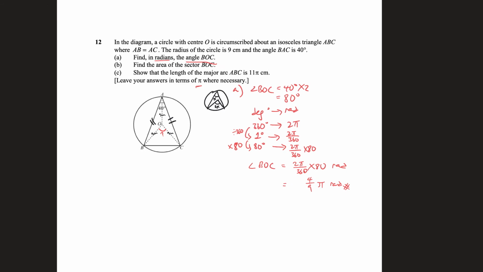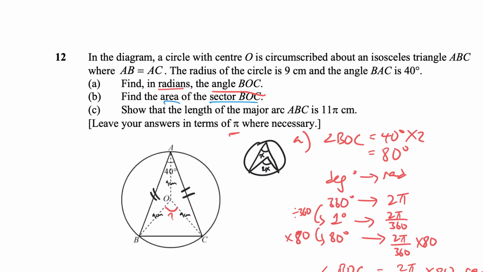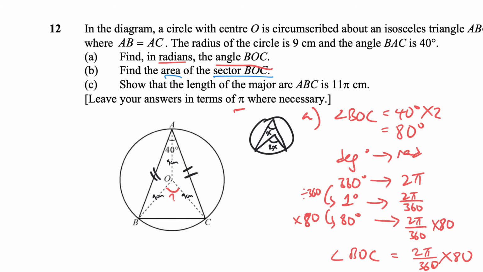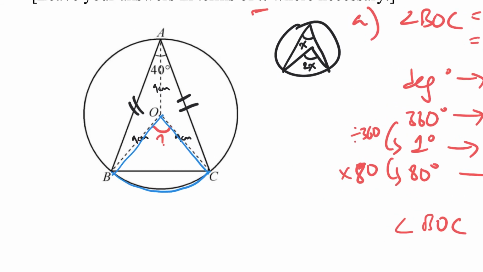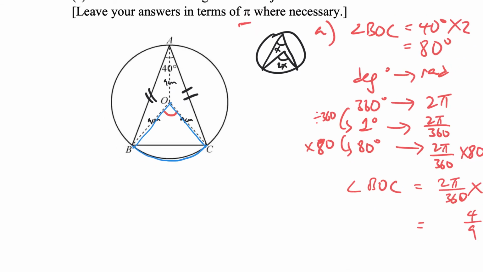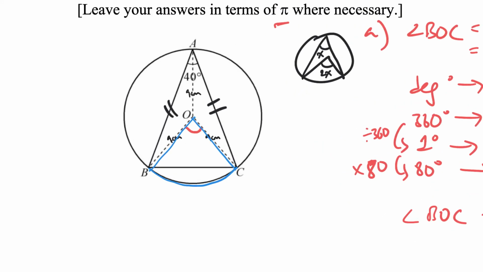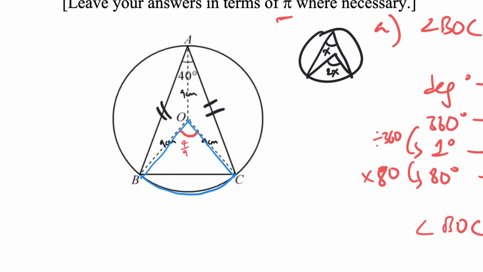12b says find the area of the sector BOC. So let me just find that BOC, and that is this sector of a circle. I'm trying to find this area. We already found the angle BOC, so it's no longer a question mark. Right now, it has become 4 over 9 pi radians.